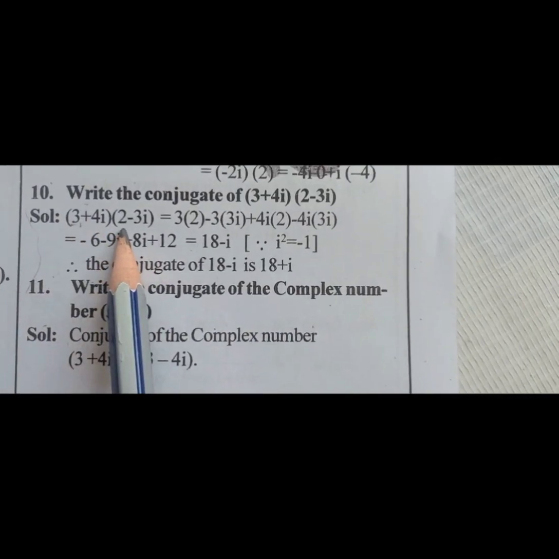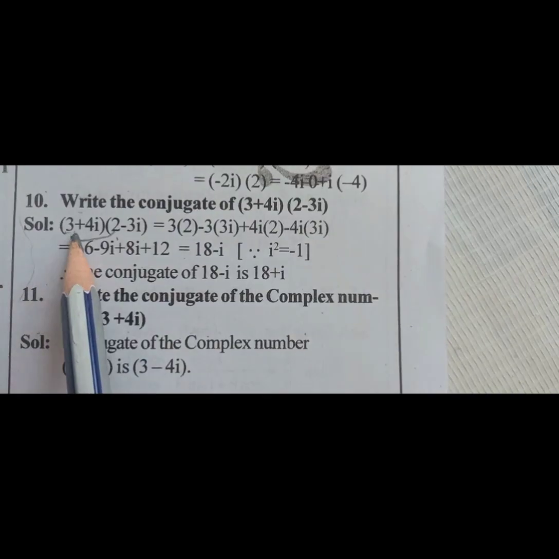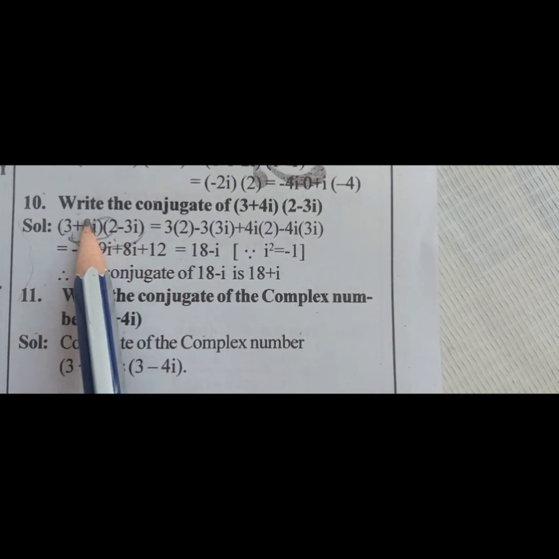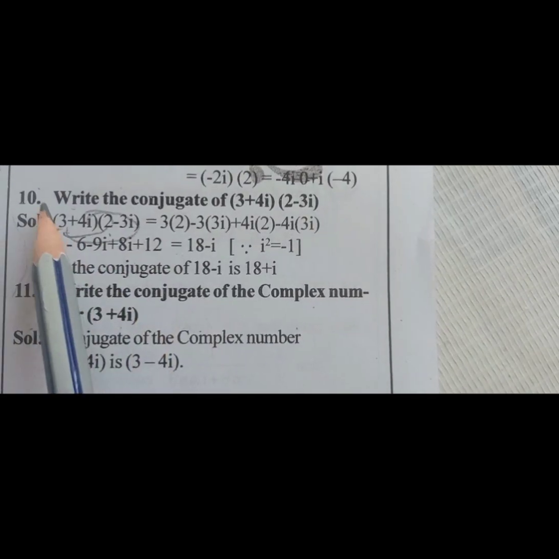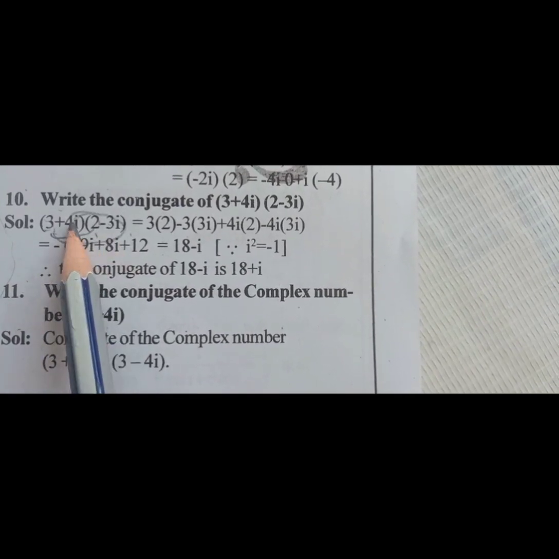3 into 2, first term into first term, first term into second term, second term into first term, then second term into second term. 3 into 2 is 6, minus 3 into 3i is minus 9i. 4 into 2 is 8, 8 into i is 8i, minus. Plus into minus is minus. 4 into 3 is 12.